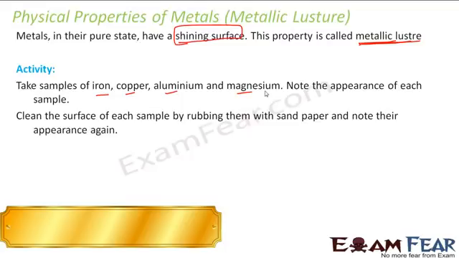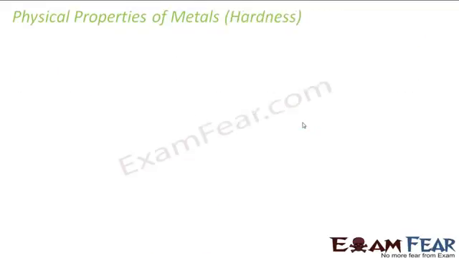If the lab assistant has not given you a clean one, you can clean the metals by rubbing them with sandpaper. You know sandpaper, paper which has sand stuck to it. So you can clean them with that, and you see it glows actually. It has a shine, and thus we can say that metals have a shining surface.